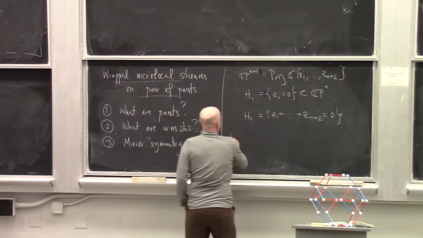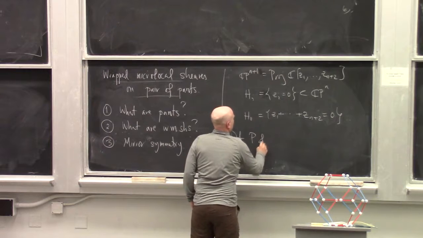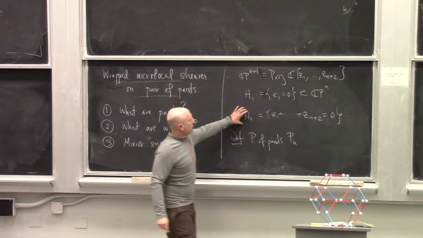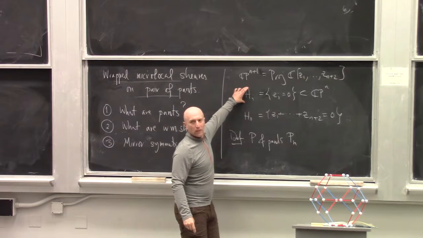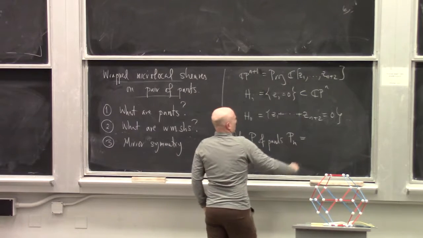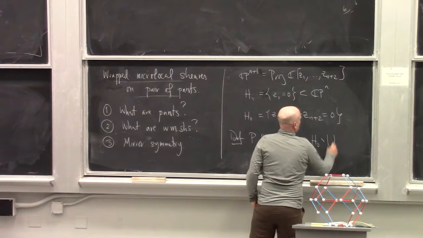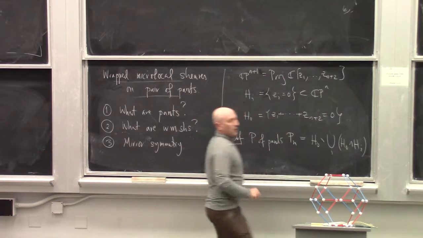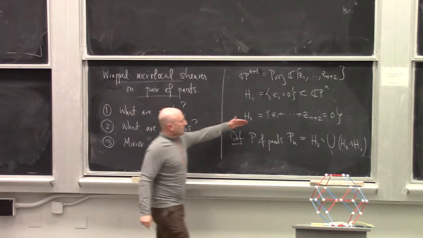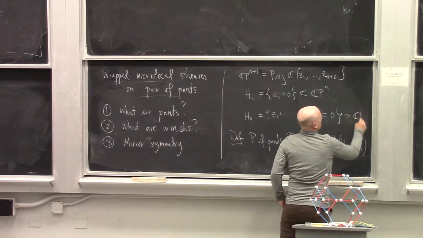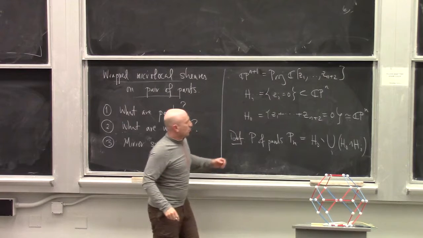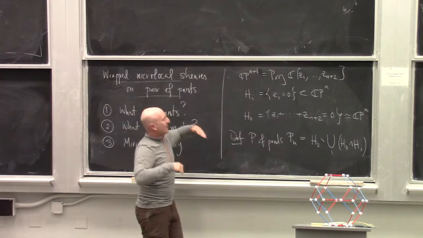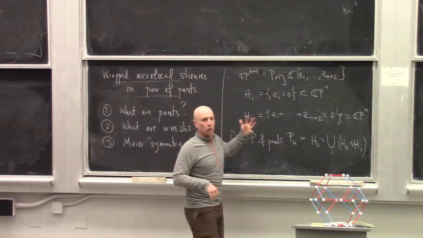Definition: the pair of pants of dimension n is what we get when we look at H_0 and remove its intersections with these hyperplanes. So it's H_0 minus the union over i of the intersections of H_0 with H_i. Now H_0 itself is just a projective space of one dimension less. So what we're doing here is taking n-dimensional projective space and removing n plus 2 hyperplanes from it.